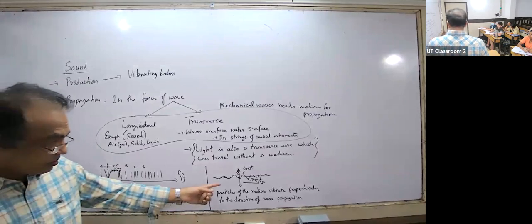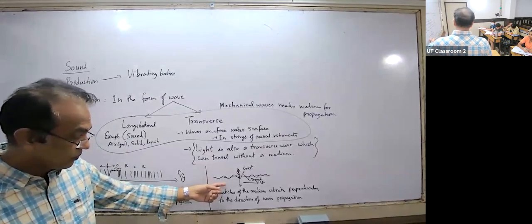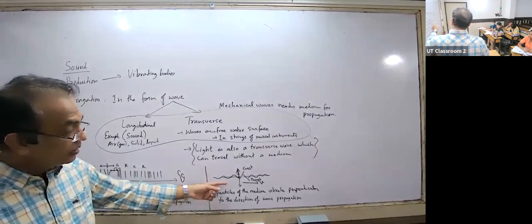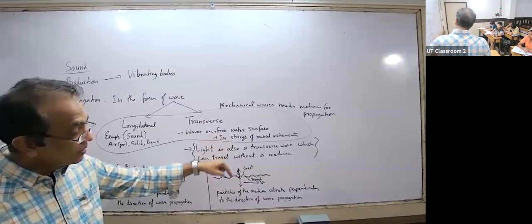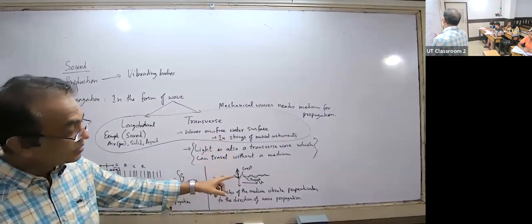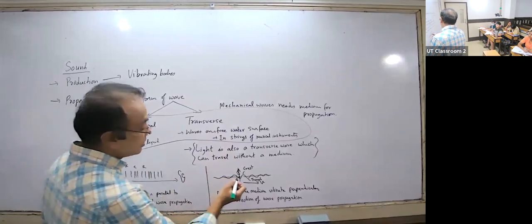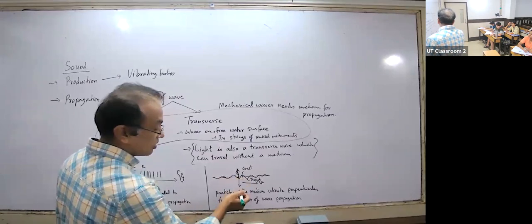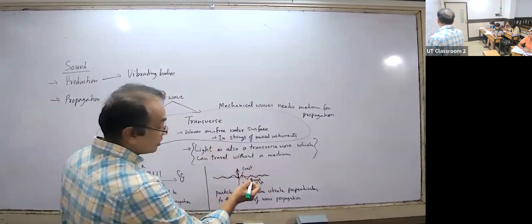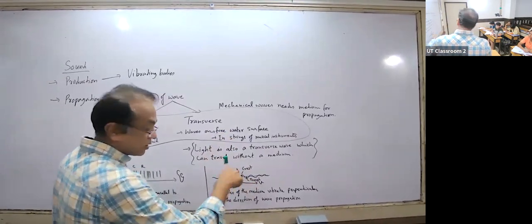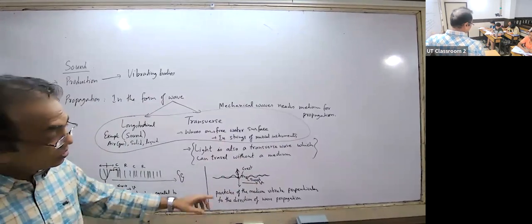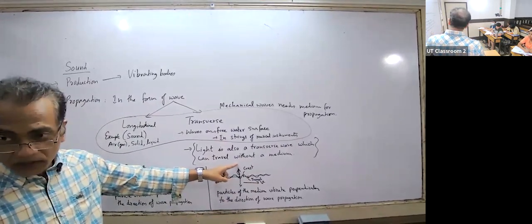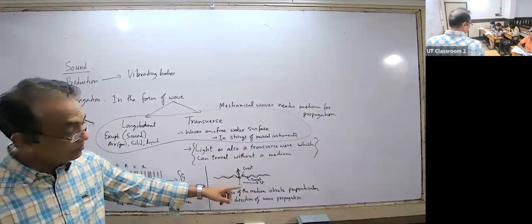In case of transverse wave, it is a crest and trough. So what is crest? It is the displacement of the water molecule from its rest position, the maximum displacement on one side. Then the maximum displacement on the other side. So the top position is called crest. The bottom position is called trough. And it will just keep on doing that.